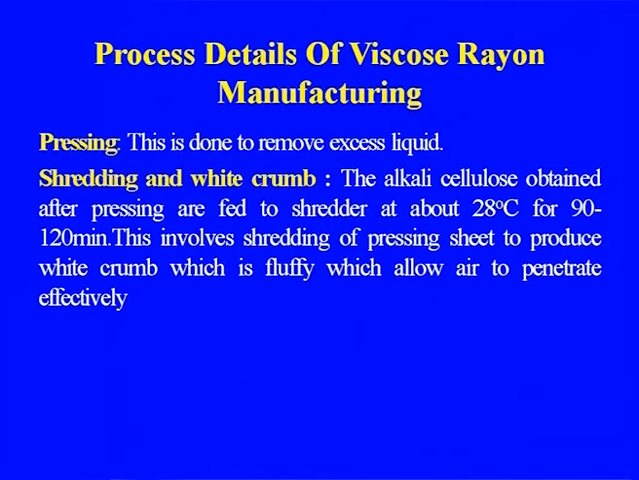This involves shredding of the pressed sheet which we are getting from the previous step to produce white crumb, which is fluffy and allows air to penetrate effectively inside. Because if you take the pulp as such and it is not fluffy, then the xanthation reaction which you are using in the subsequent stages will not be effective. So this shredding and the making of the white crumb is also a very important step in the case of viscose rayon manufacture.